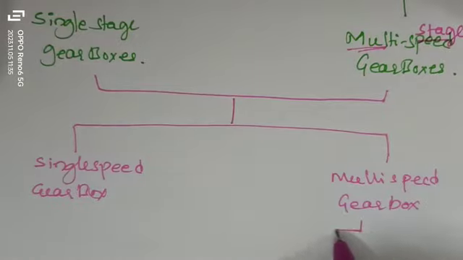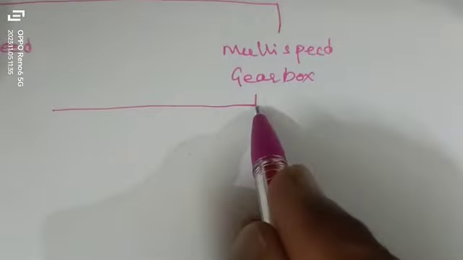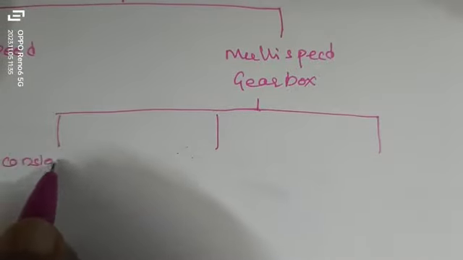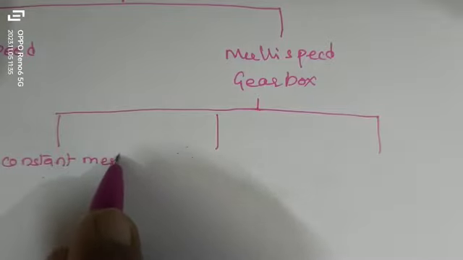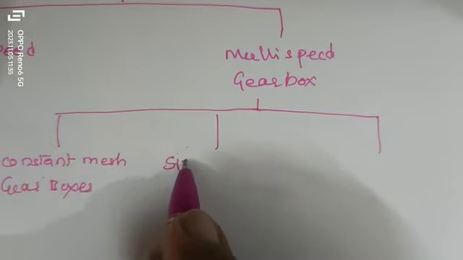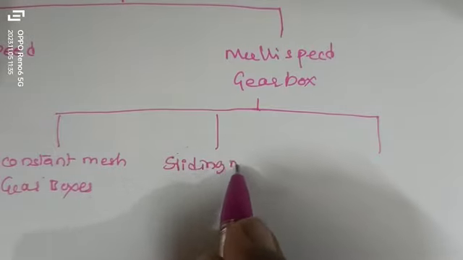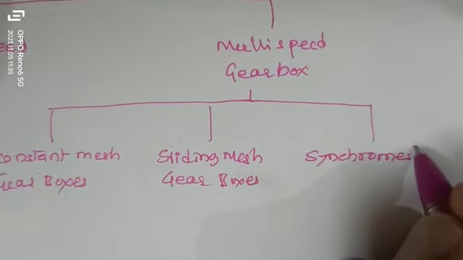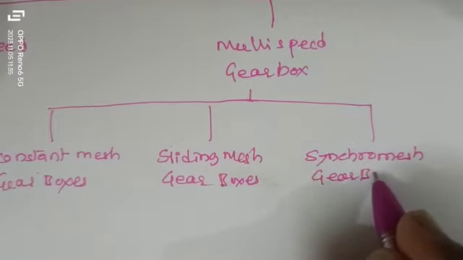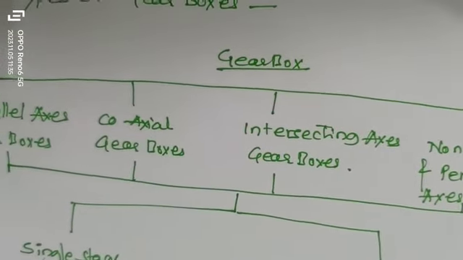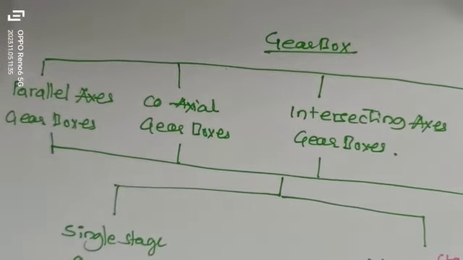In multi-speed gearbox again there will be three categories. One is constant mesh gearbox. Second, you can say sliding mesh gearboxes. And third one, you can say synchro mesh gearboxes. So these are the different types of the gearboxes.